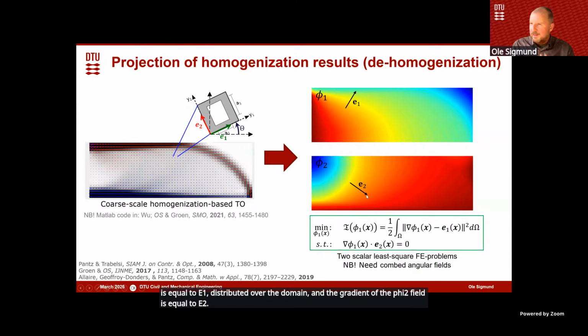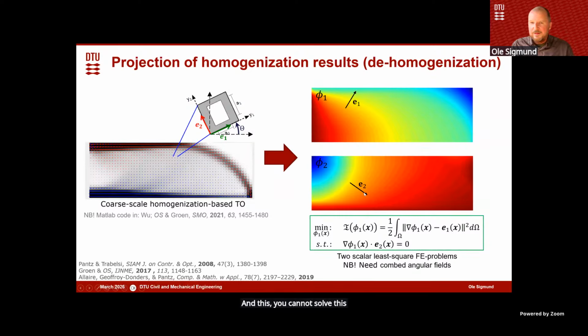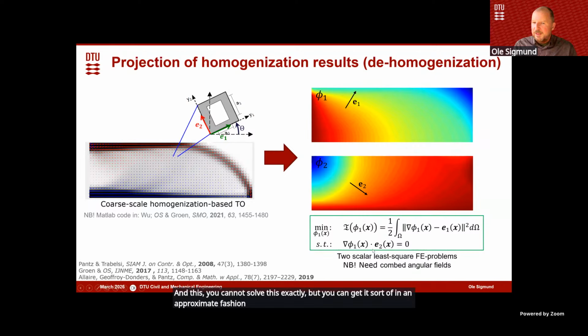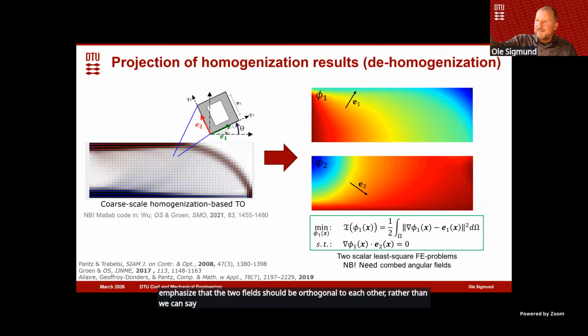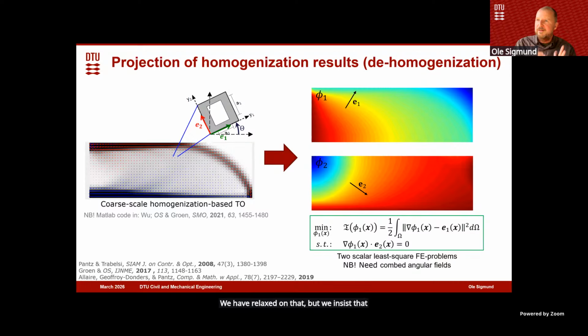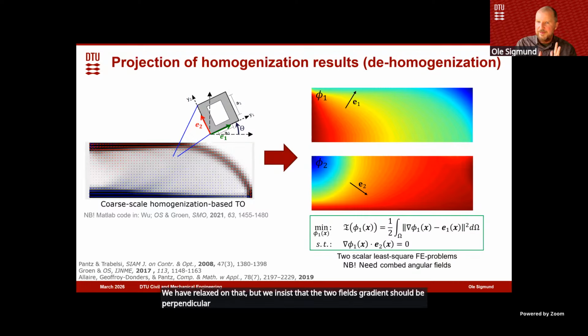And you cannot solve this exactly, but you can get it in an approximate fashion. And we put an additional constraint on it to emphasize that the 2 fields should be orthogonal to each other. The norm of the gradient doesn't exactly need to be equal to 1. We relax on that, but we insist that the 2 fields' gradients should be perpendicular to each other.